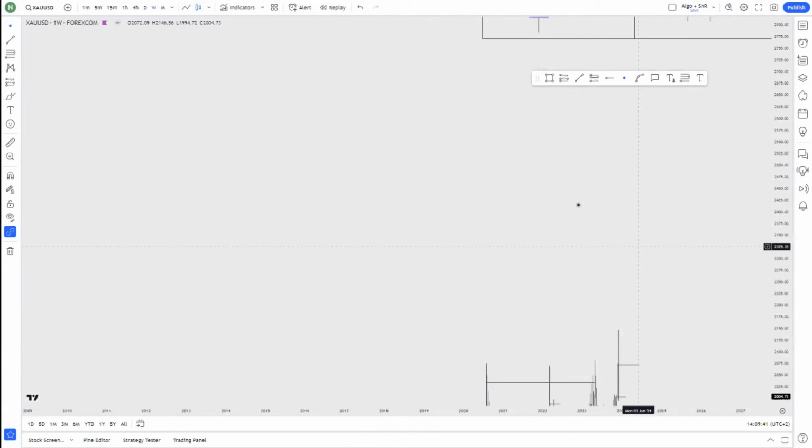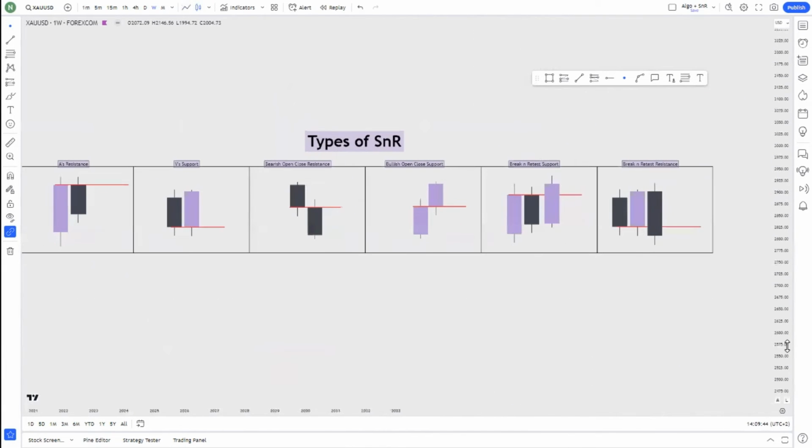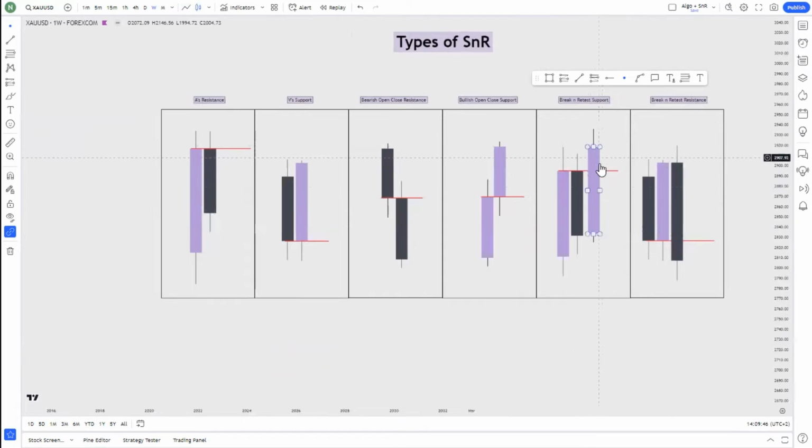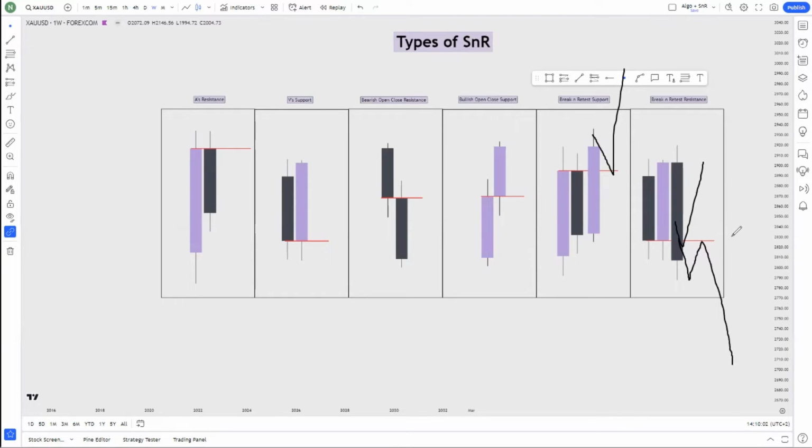There's some instances when the market fails to respect the resistance right here. The market just closes above the resistance. Then there's a possibility that this becomes a retest to the upside. If it fails to become a support, it would just become a resistance to the downside. That's just one of the possibilities. So right now, these are just the basics of understanding what is SnR.